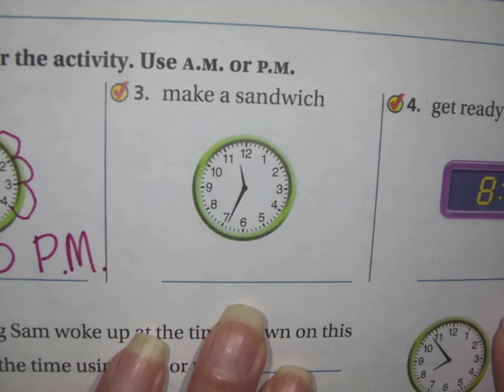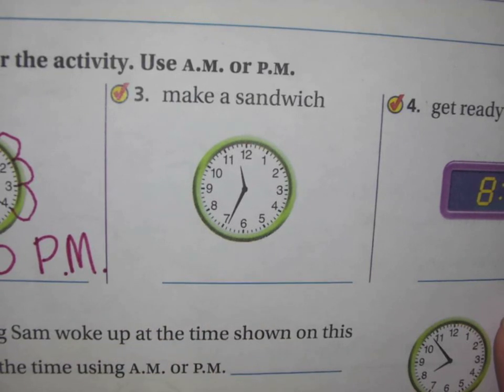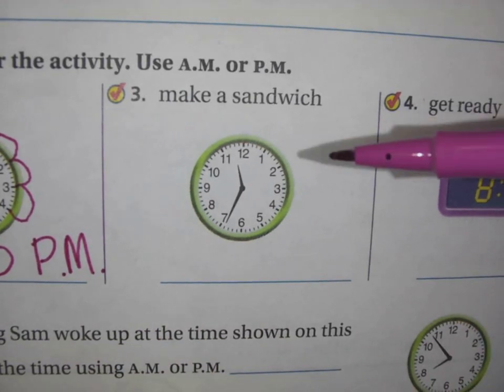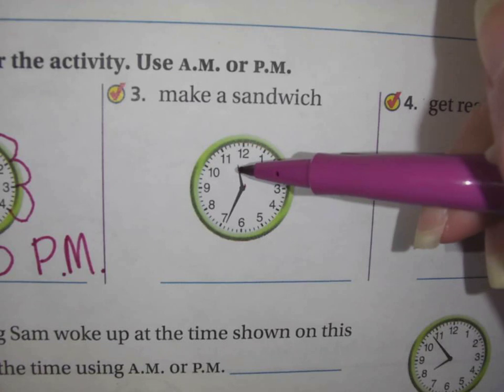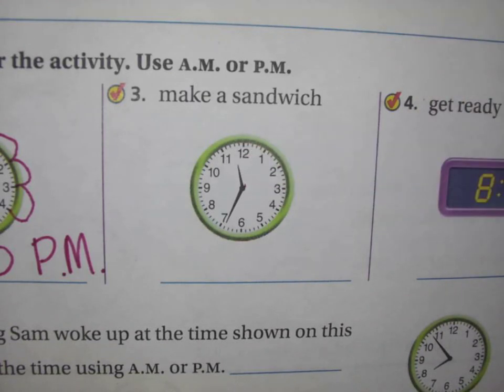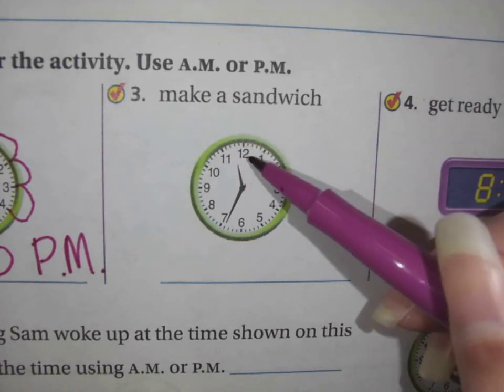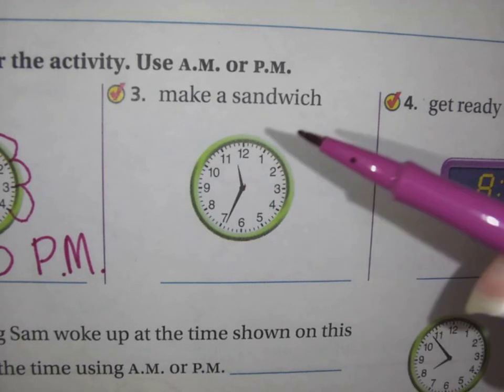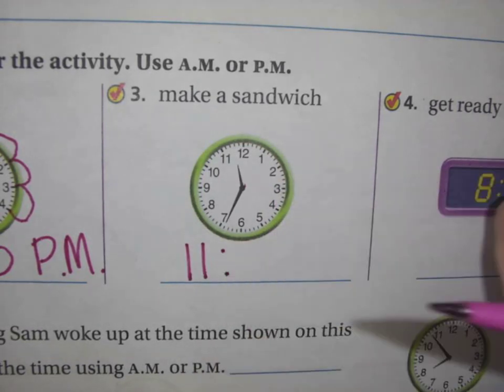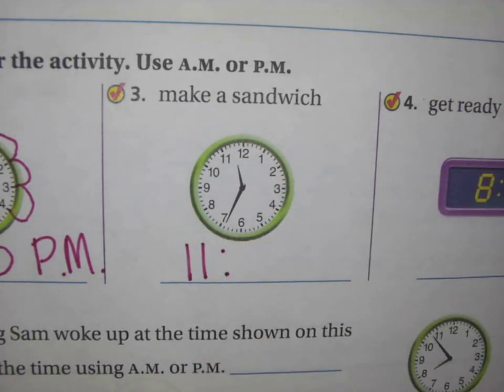Let's do another one. Make a sandwich. Well, first let's identify the time. Let's look at this clock. Here's the shorter hand. It's between 11 o'clock and 12 o'clock. So it's past the 11, but hasn't made it to 12 yet. So it has to be 11 o'clock. 11 something.